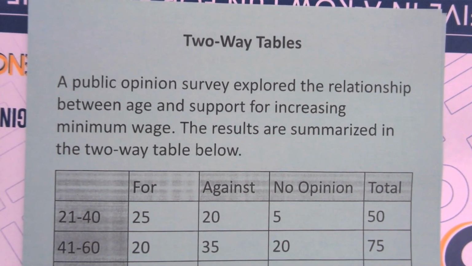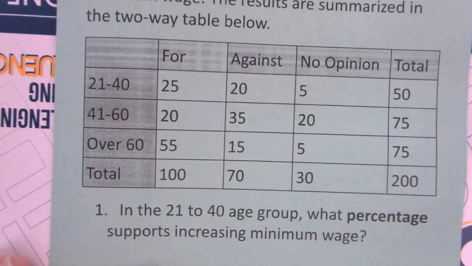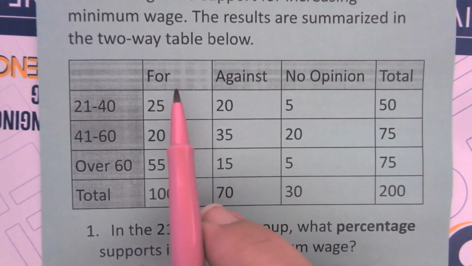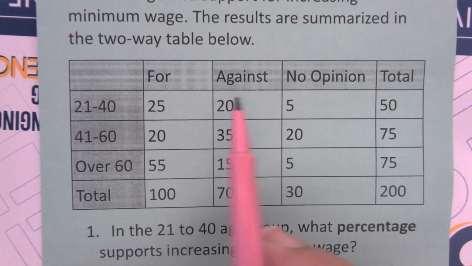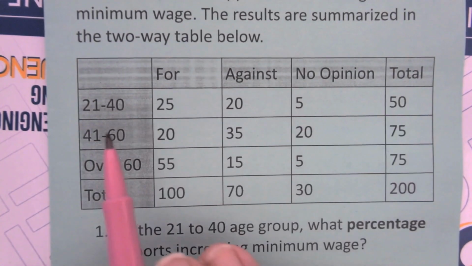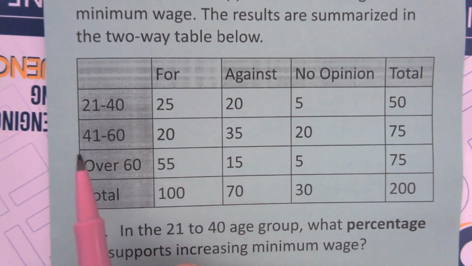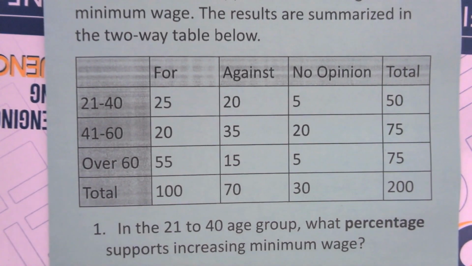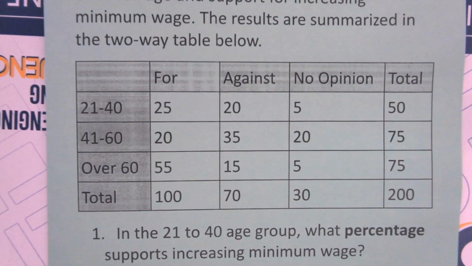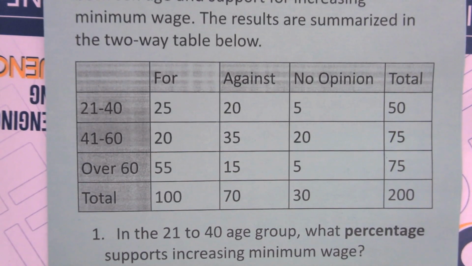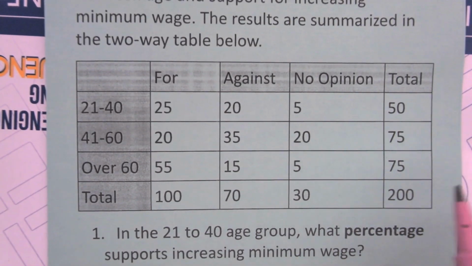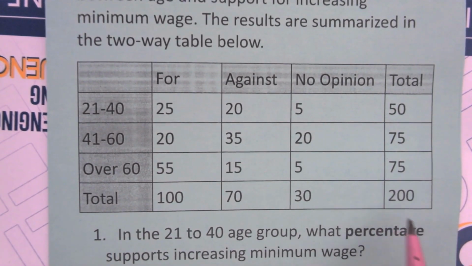All right, a public opinion survey explored the relationship between age and support for increasing minimum wage. The results are summarized in the two-way table below. So we've got people who are for increasing minimum wage, people against increasing minimum wage, people with no opinion. We've got people ages 21 to 40, 41 to 60, and then over 60. So if I'm looking at the table and I asked the question, how many people were surveyed? We could look here to see that 200 people were surveyed.